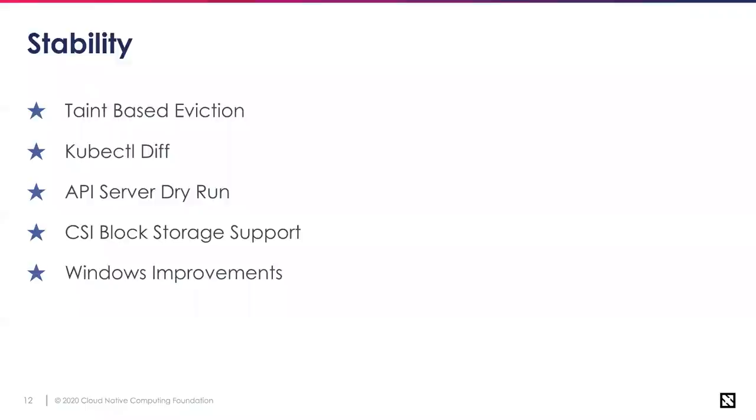So on to stability. A couple of the enhancements that went in for 1.18 are to improve the stability of the project in really cool ways. They are taint based evictions, kubectl diff, API server dry run, CSI block storage support, and Windows improvements. Overall, you can see that people have been working in almost all areas of Kubernetes equally. You have some tools to improve how developers and operators work and apply changes to their clusters. And this is where the kubectl diff and API server dry run actually come into play. These two enhancements are going to enable you to have a better feel for what is actually happening and what is actually going to happen after you do some operation.